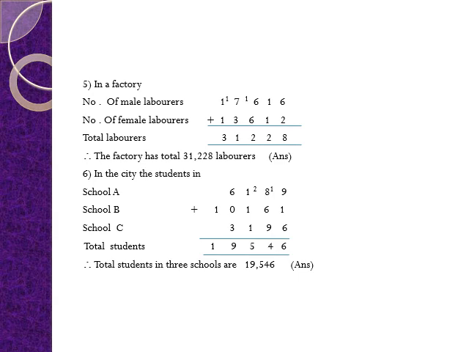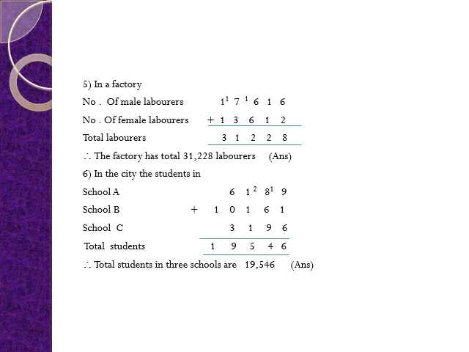Question number 5. In a factory there are 17,616 male laborers and 13,612 female laborers. We have to find out how many total laborers there are, so we have to add. So in a factory, the number of male laborers 16,616 and female laborers 13,616. So total laborers 31,228.